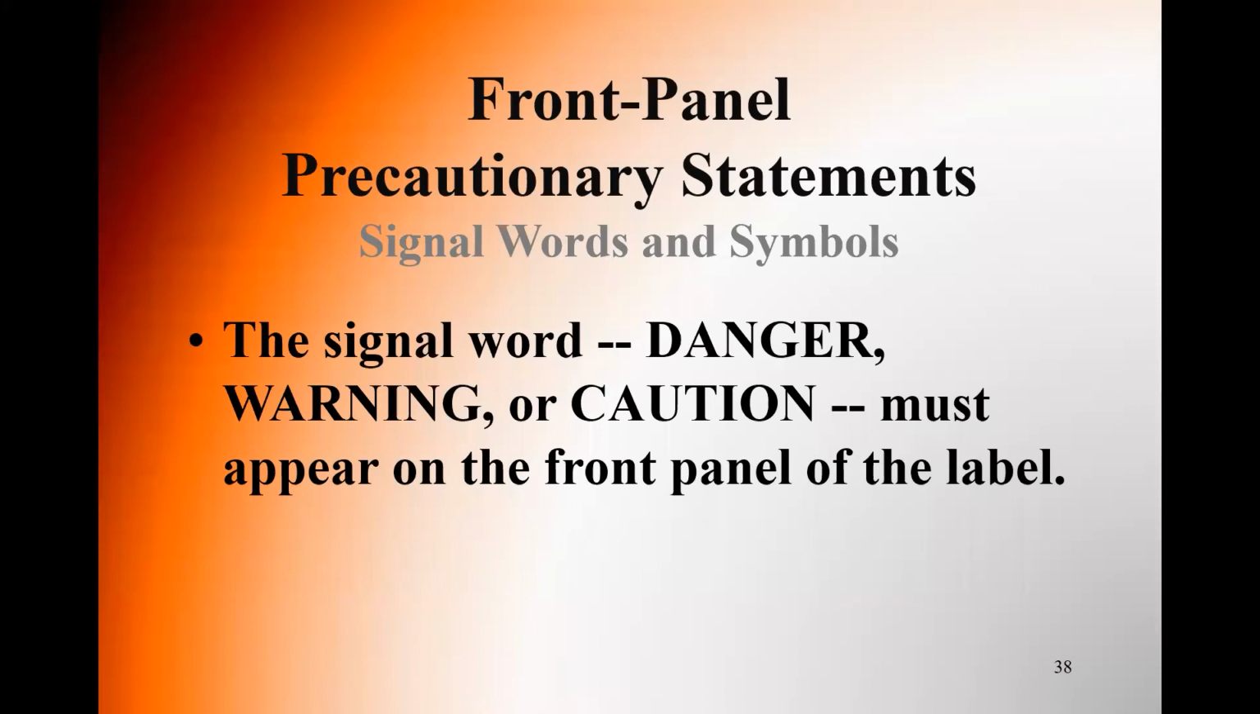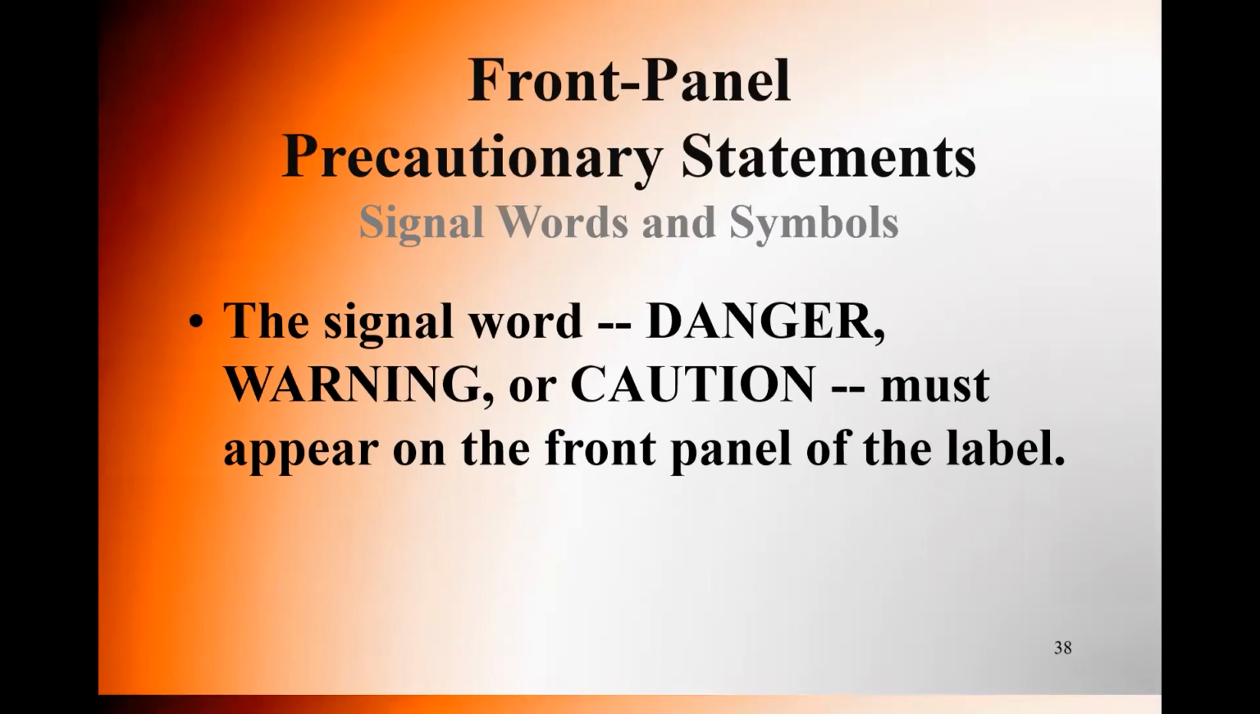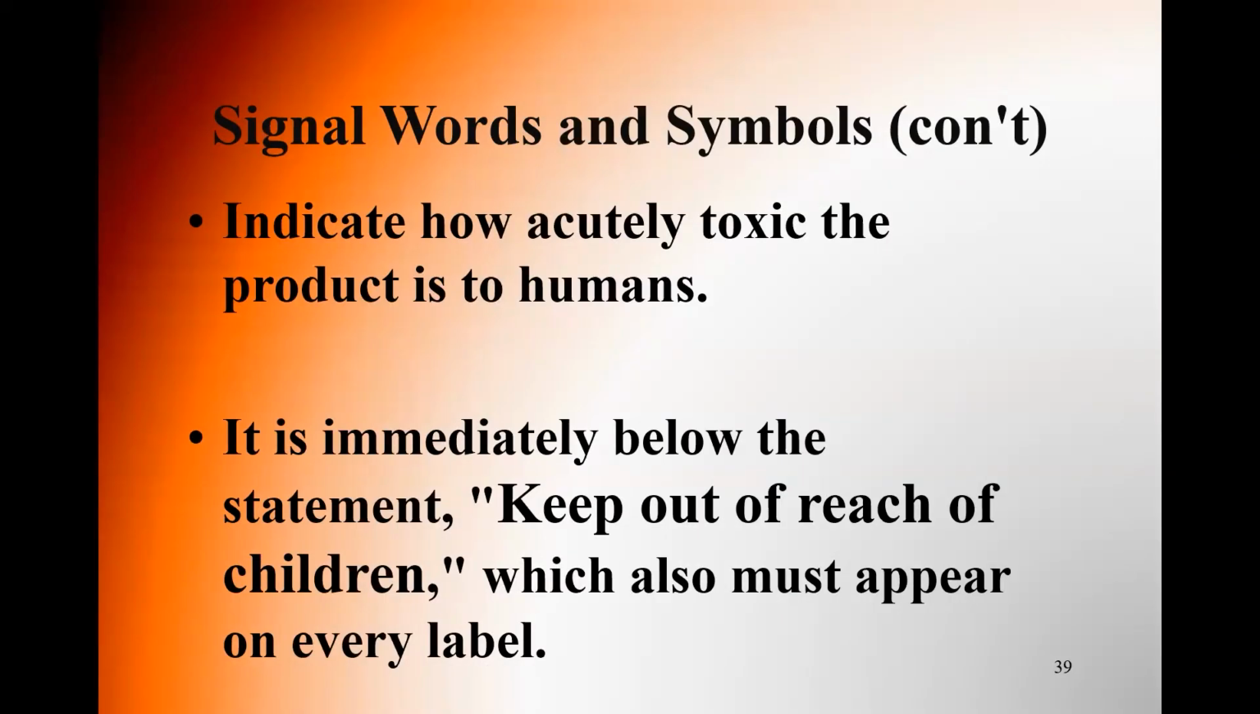Okay, so the signal word danger, warning, or caution appears on the front panel of the label, because they want you to know that before you ever get into this, what you need to know. Signal words indicate how acutely toxic the product is to the environment and to humans.